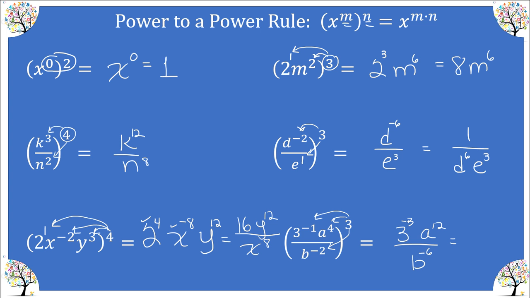-3 to the denominator because it's a negative exponent, and then we can go ahead and evaluate 3 to the third, that's 27, 3 times 3 times 3. A to the 12th remains in the numerator, and this b raised to the negative 6 needs to be moved to the numerator to make it a positive exponent.